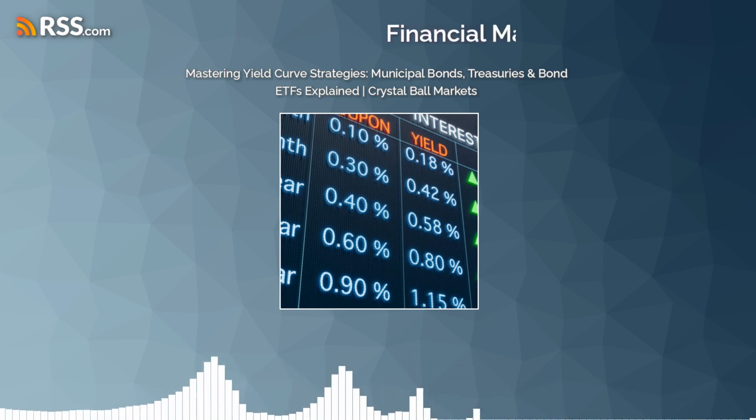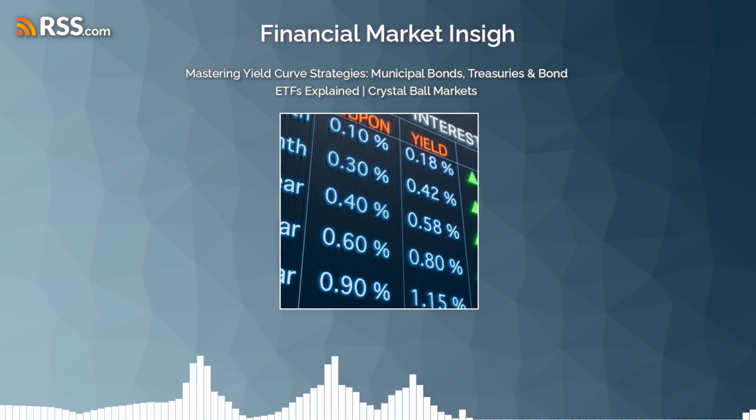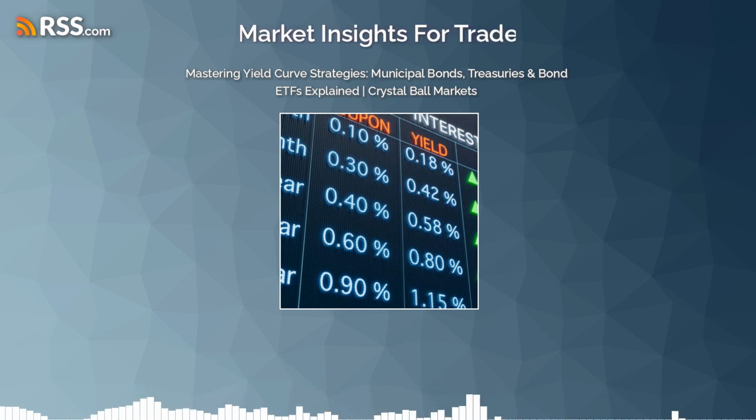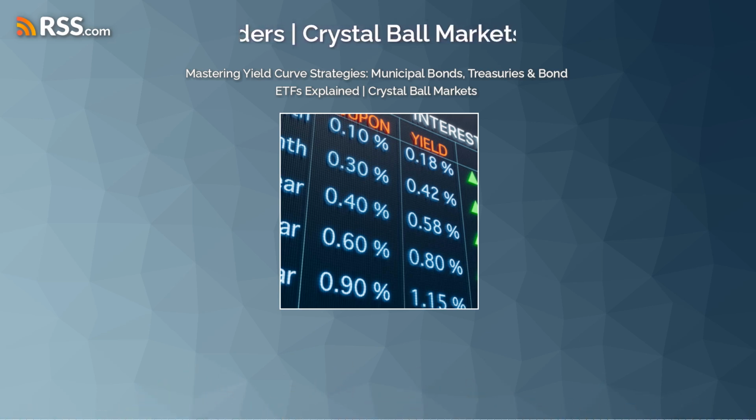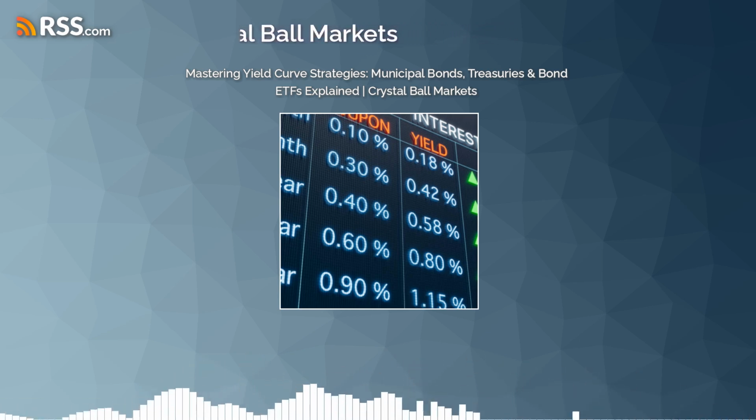The bullet strategy, here you concentrate maturities around a specific point in the future. Perfect if you know exactly when you'll need cash. For example, paying for a child's college tuition in 8 years.